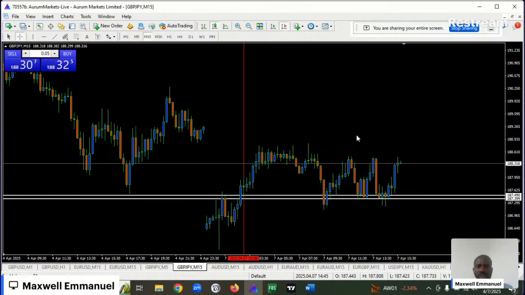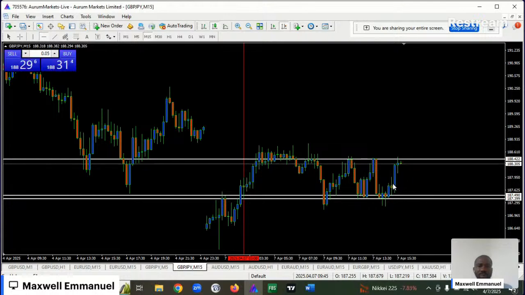Okay, so GJ is bullish at the moment. It is bullish. You might want to wait for price to pull back before going bullish. As you can see, price is currently at a resistance area. Okay, this would have been the best entry.